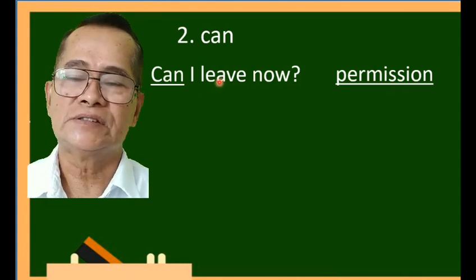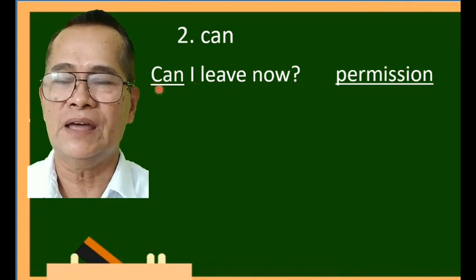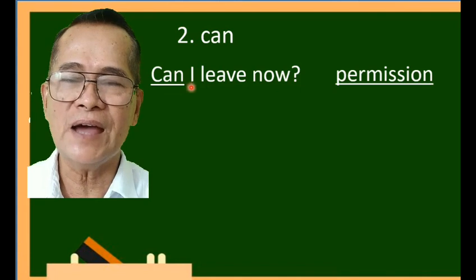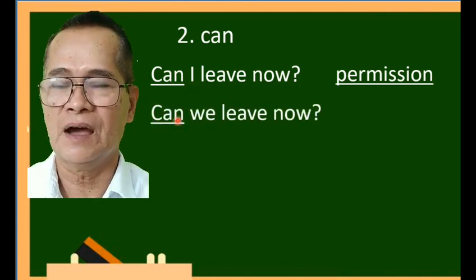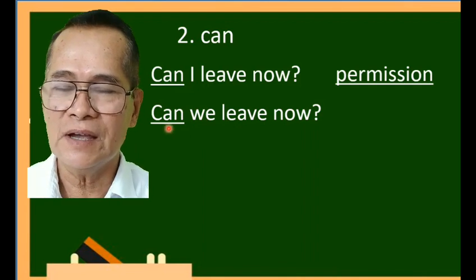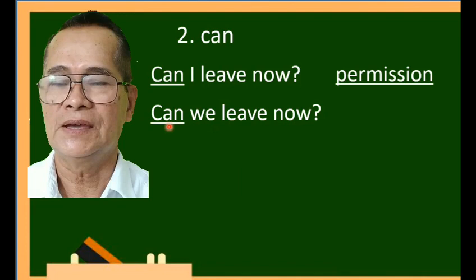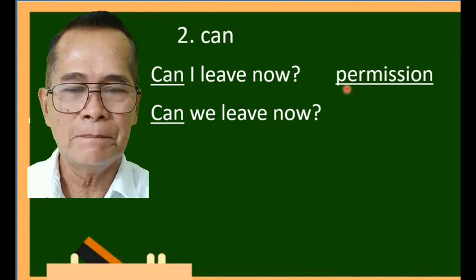In this case, yung sinabi ko kanina, palaging nauuna ang modal na can. Kasi kapag inuna natin ang subject na I, the mood is changed. Like this one. Another example, the subject here is plural, we. Can we leave now? This is another example of permission.